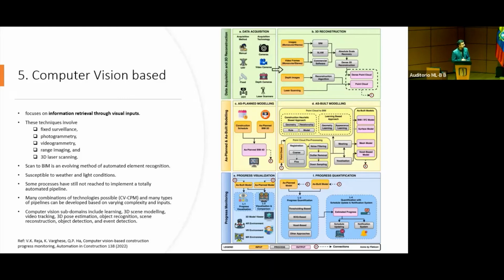This is the recent paper which we published, and we define the computer vision based method for progress monitoring in 3 steps. First is data acquisition and 3D reconstruction. Second is as-built modeling, and third is progress monitoring. So scan to BIM is one of the evolving areas in construction, and currently it has not reached the level of automation for on-site implementation.